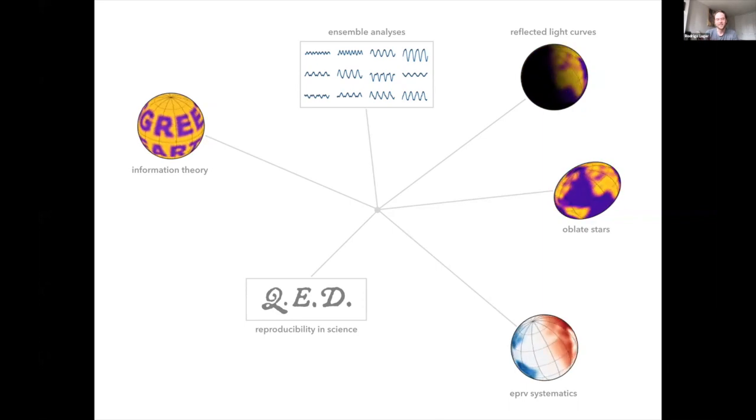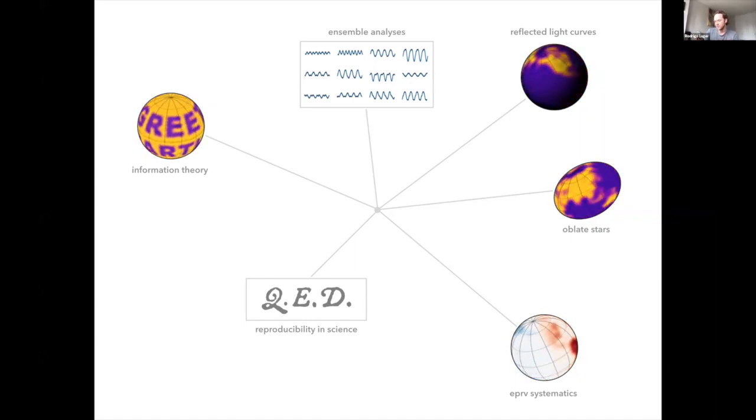And then finally, some thoughts I have on reproducibility in science. I've been thinking a lot about how to make papers open source, how to make them as transparent and reproducible as possible. And so there's a LaTeX package that I'm working on that I'd love people's feedback on. Okay, and again, I probably won't get through all of these, and that's fine.